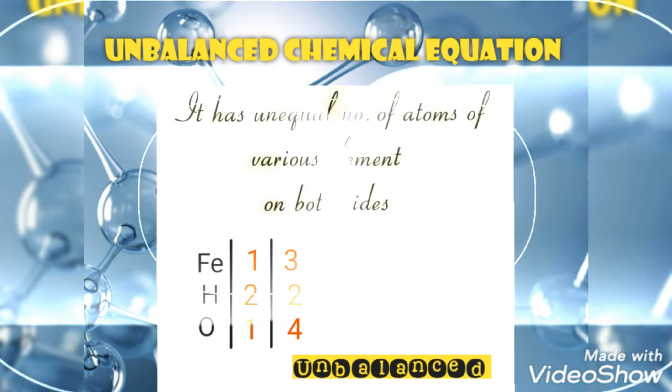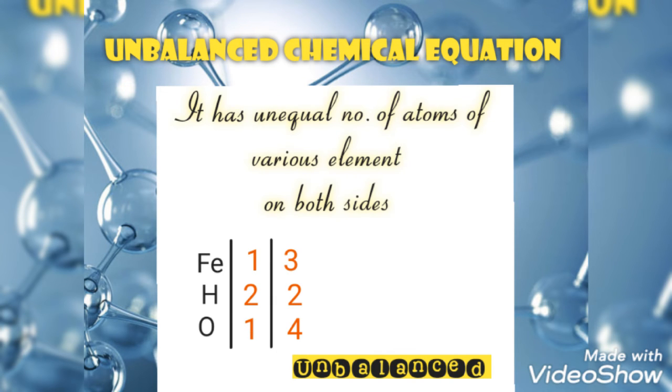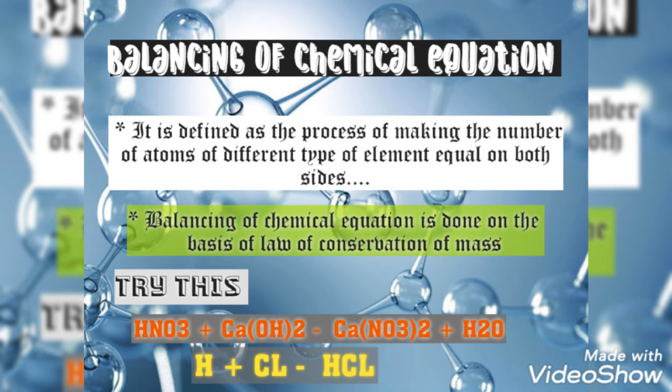So it's balanced. Now an unbalanced chemical equation has an unequal number of atoms of various elements on both sides. It's Fe plus H2O gives Fe3O4 plus H2. In this, Fe is 1 in the reactant and 3 in the product, it's unequal, it's unbalanced. You can see only hydrogen is balanced in this, and iron and oxygen are unbalanced. So in this we have to balance these. This is known as balancing of a chemical equation.